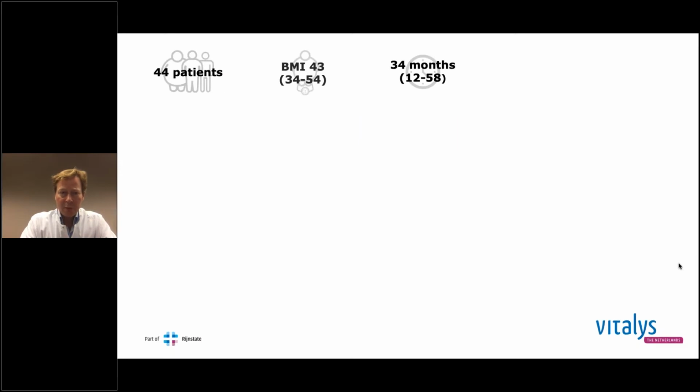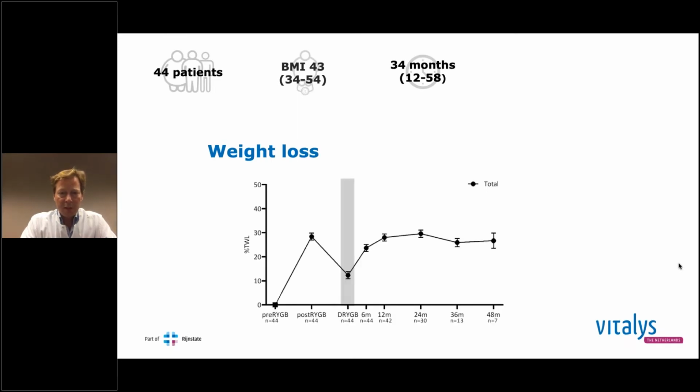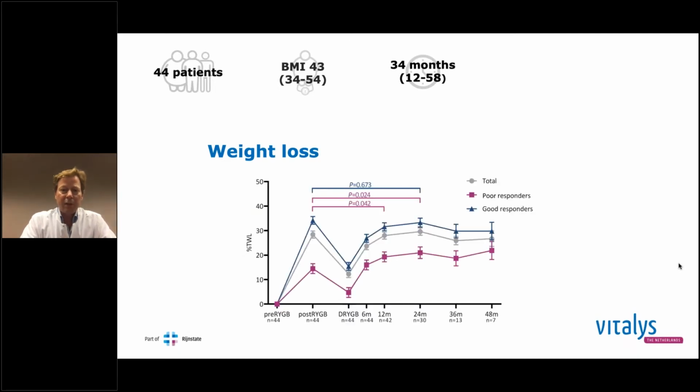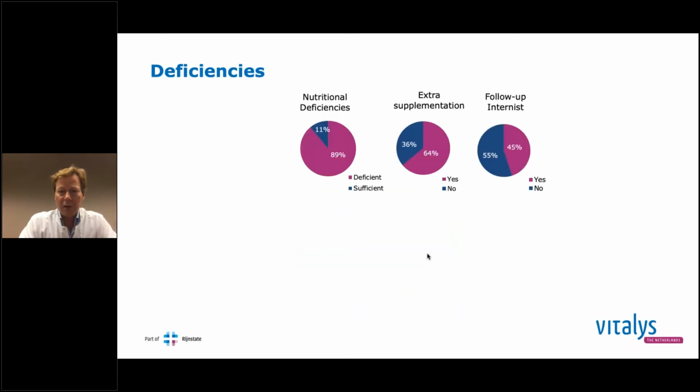We had 44 patients whom we were able to analyze for a significant period, approximately 4 years. And of course, if you look at the primary outcome in terms of weight loss, that was very effective. Here I divided this graph into poor responders and good responders. What you can see is that after the distalization, there was a significant reduction in weight, and the majority of patients achieved a total weight loss of more than 25%.